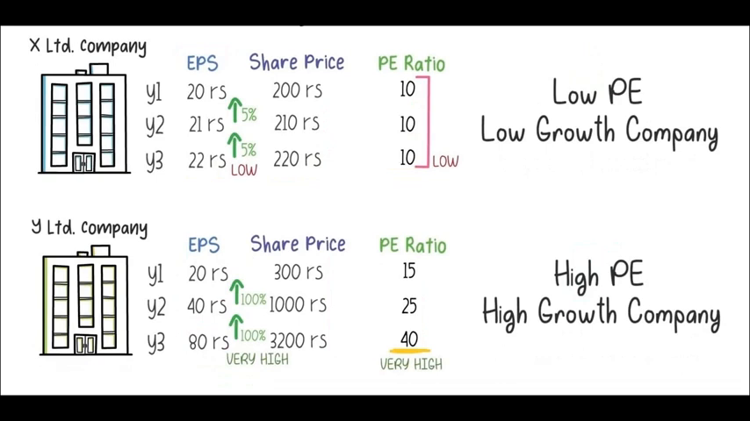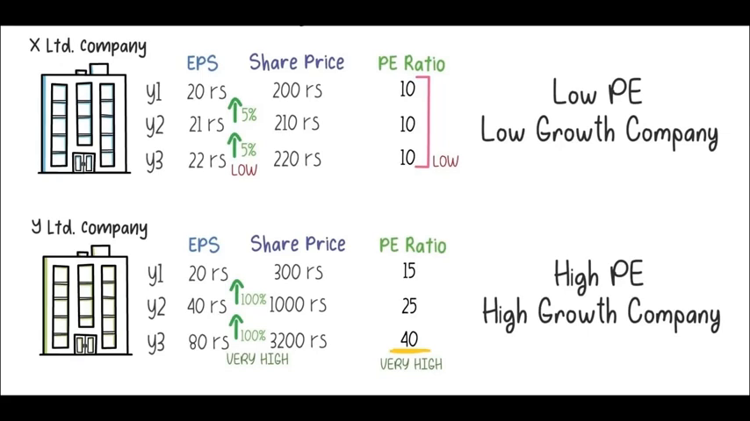X company limited, and the EPS in the first 3 years has increased from 20 to 21 and from 21 to 22 rupees. And the share price also increased marginally from 200 to 210 and from 210 to 220 rupees. So PE ratio is the same for the 3 years, that is 10. So this is a low PE, low growth company.